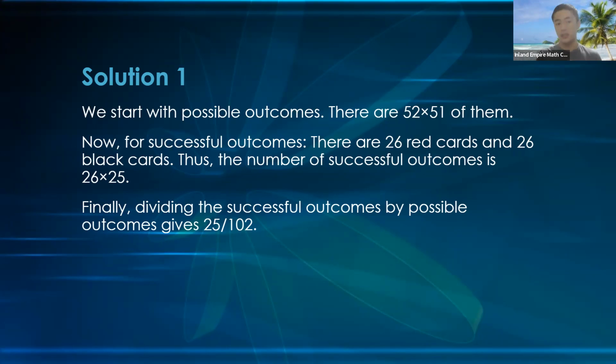Because if you want the cards to be red, you have 26 choices, right? For the top card, you can only have 26 different cards that are red. And then after the top card, you now have 25 red cards left. So in order for the second card to be red as well, you only have 25 choices. So that's 26 times 25, right? So finally, we're going to divide the successful outcomes by the possible outcomes, which gives the answer of 25 over 102.